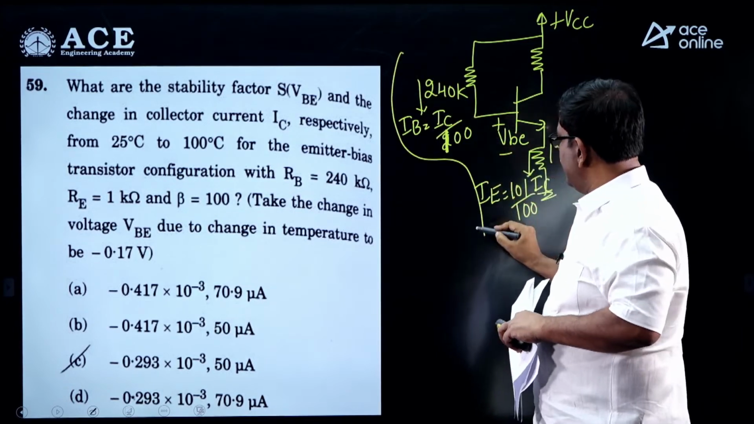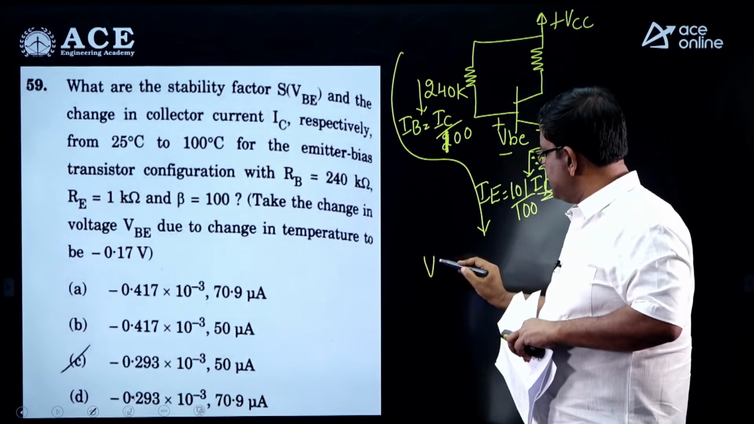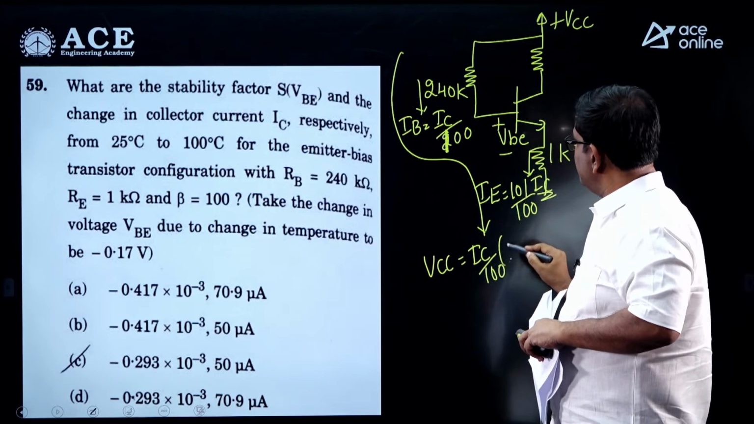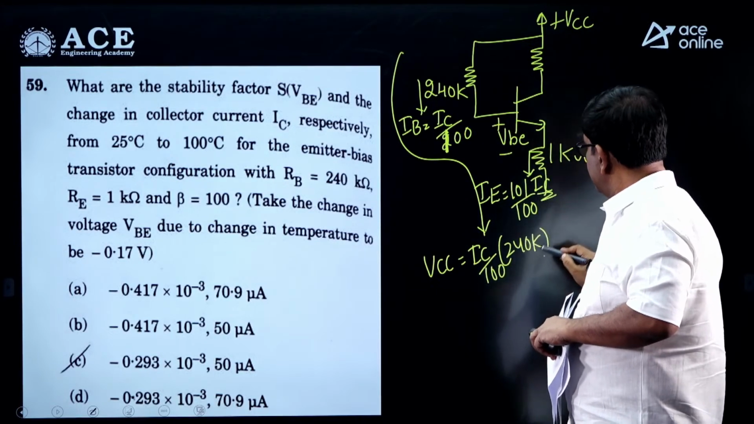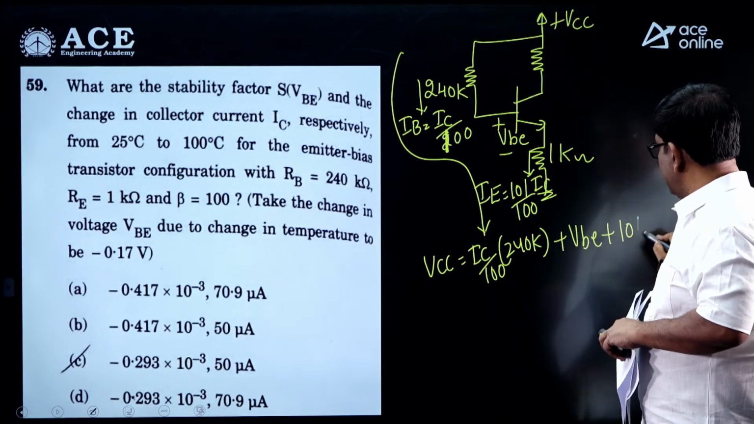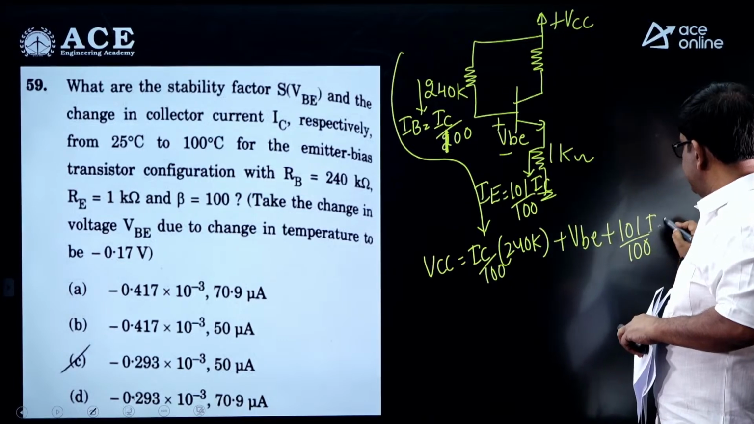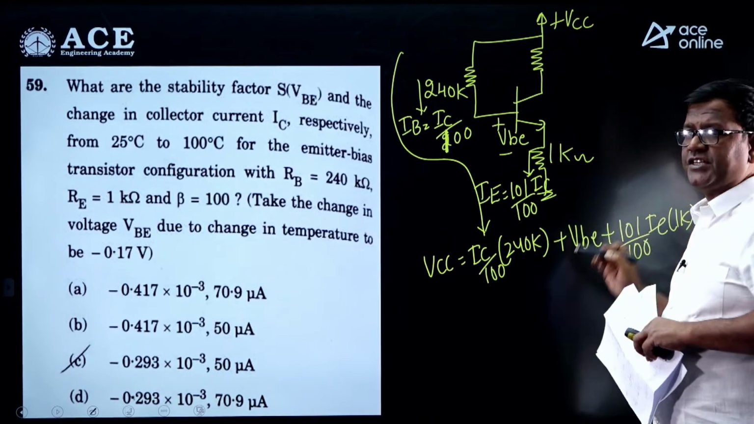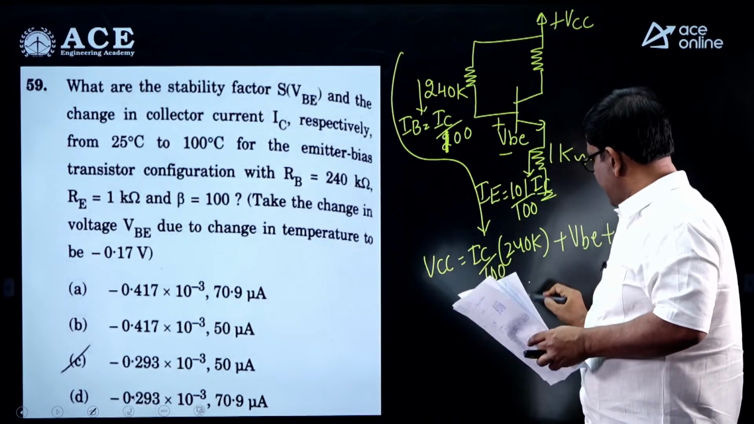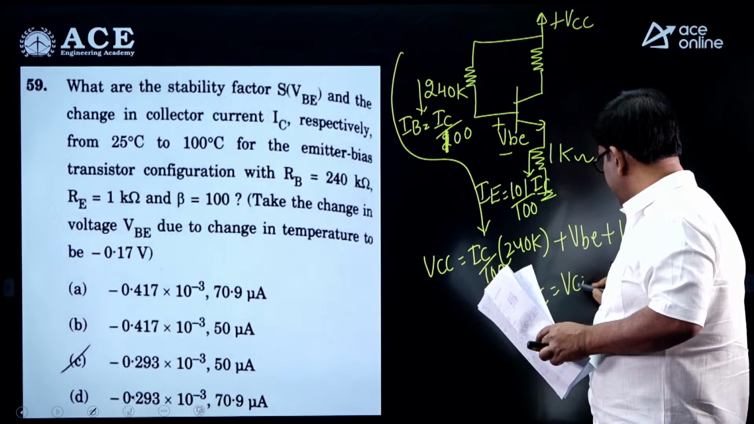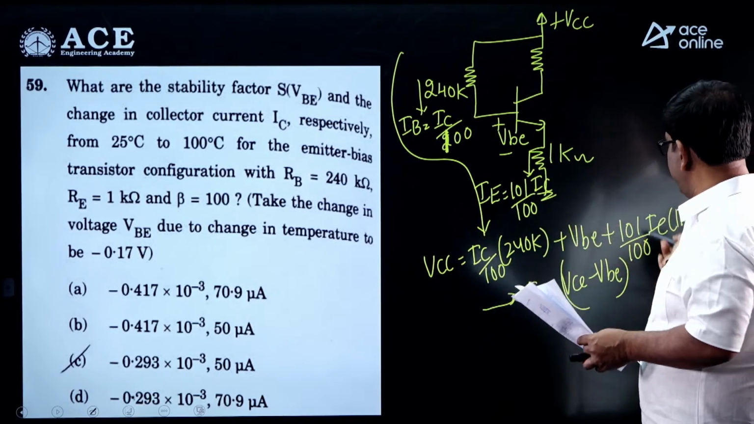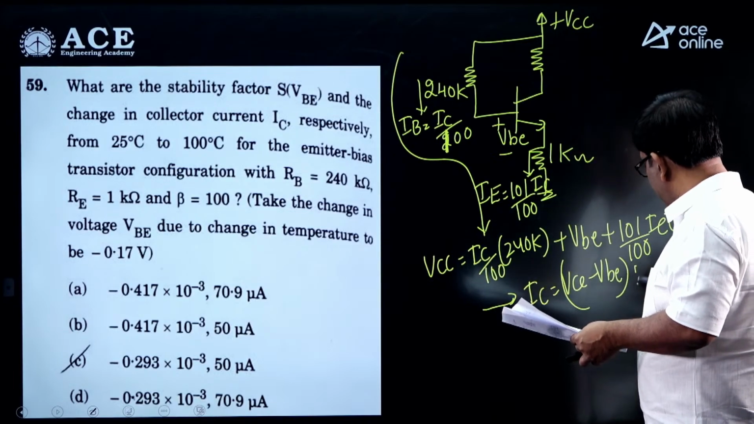So a single KVL will finish the problem. VCC is going to be IC by 100 into 240K plus VB plus 101 by 100 IC into 1K. Now from this equation, we will get the solution. So what is the solution is, your IC is going to be VCC minus VB into 100 by 240 plus 101, I got 100 by 341.